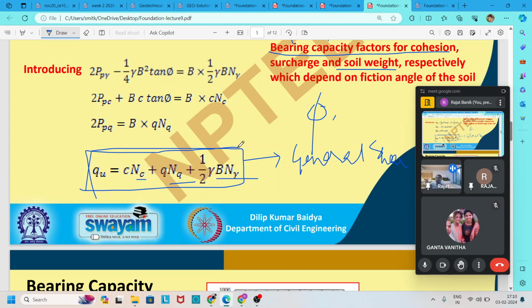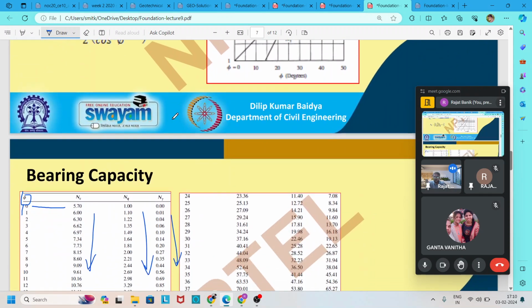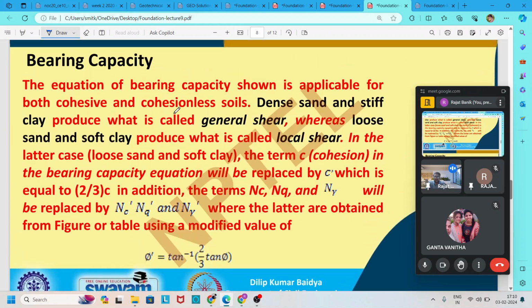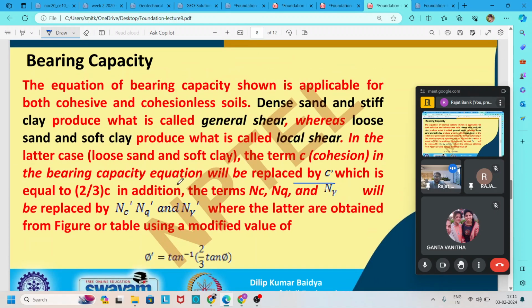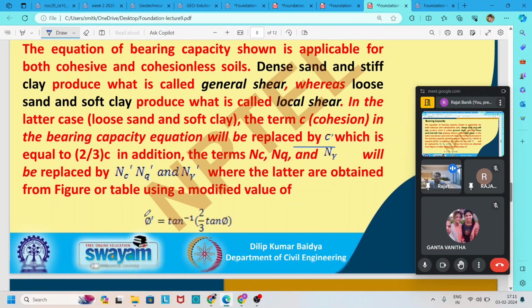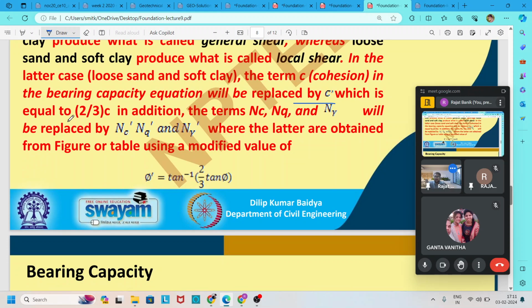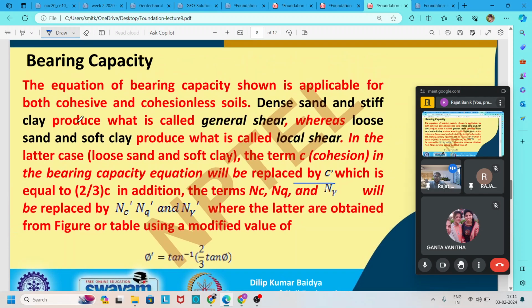So what if the soil is loose and local shear failure occurs? We need some adjustment for this formula. For this we need to adjust our cohesion value and phi value. For both cases we need to multiply by 2 by 3, for both cohesion and phi.